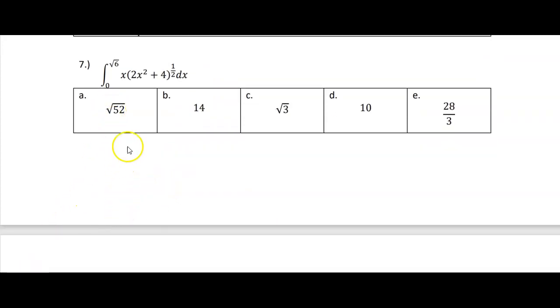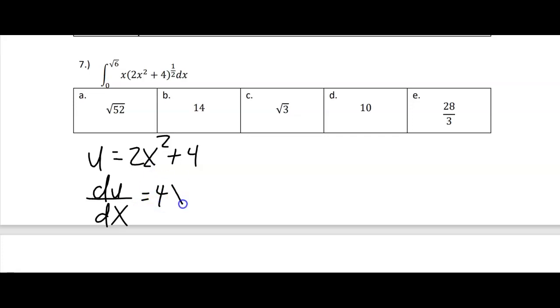Number 7 here is going to be a U-substitution type problem. So let's go ahead and start there with that. So first I'm going to say that u is equal to 2x squared plus 4. I'm going to take the derivative of that with respect to x, so that's going to be 4x. And then we're going to get dx by itself, which will look like this.